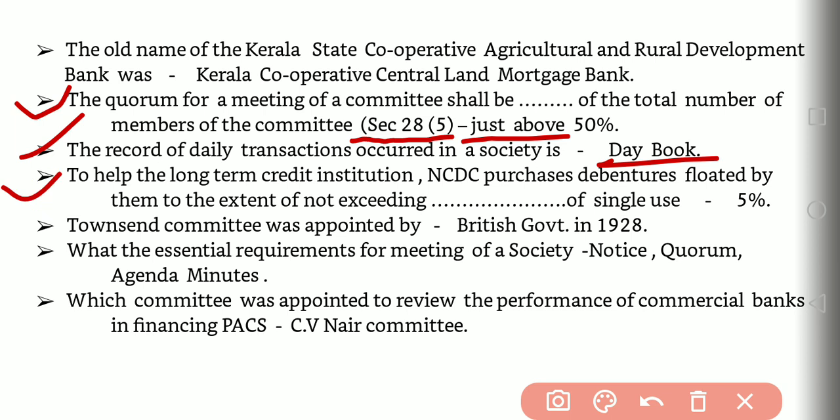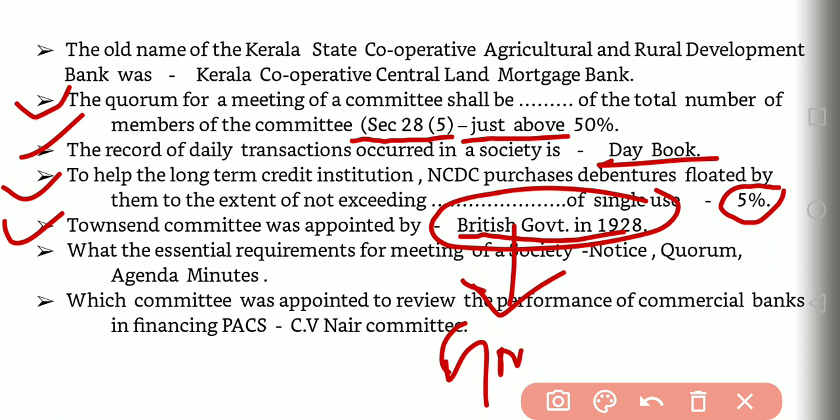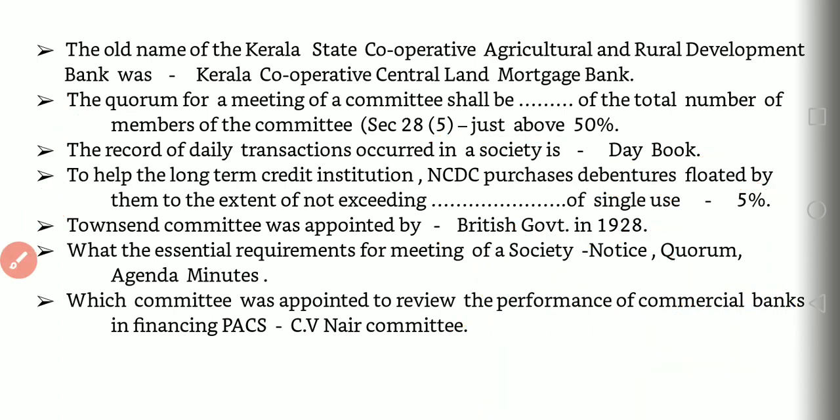Next, to help the long-term credit institution, NCDC purchases debentures floated by them to the extent of not exceeding dash of single use. The answer is 5%. Next, Townsend Committee was appointed by British government in 1928, which means Government of India, in the year 1928.